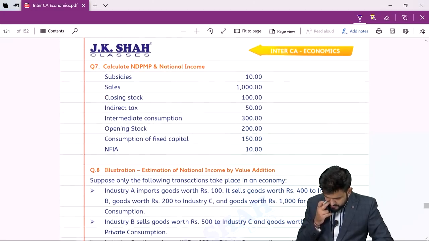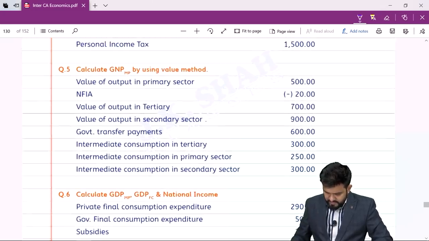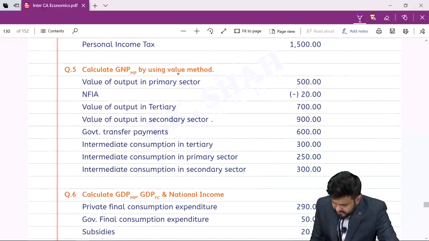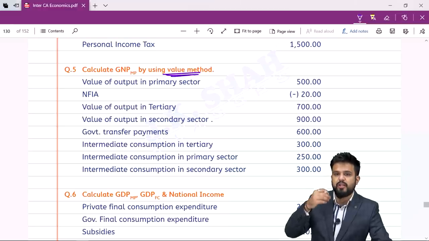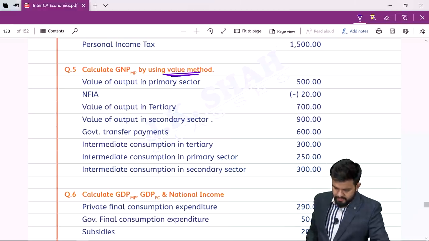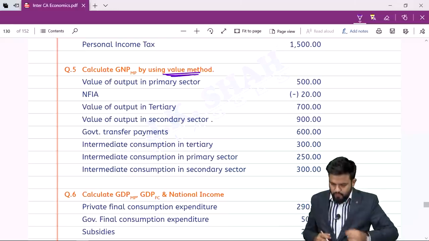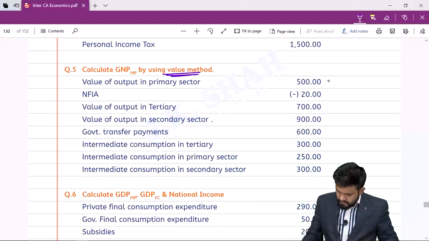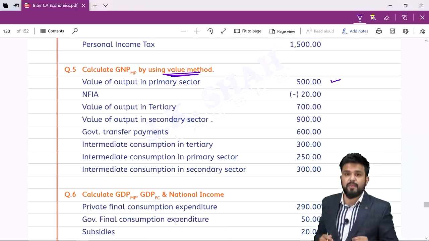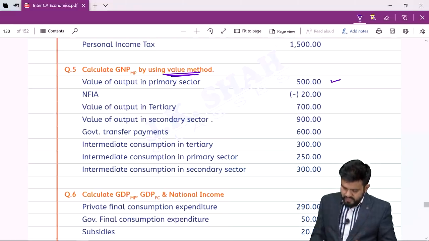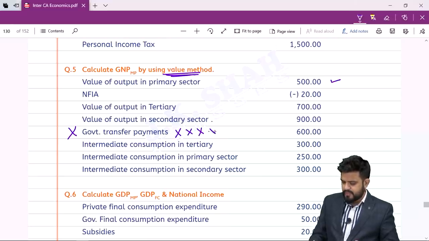Now I will take a little different sum. Question number 5, you can see they are saying, using value added method calculate GNP, that is gross national product. So first item is given, value of output in primary sector 500, NFIA minus 20 is given. Value of output in tertiary sector is given. Value of output in secondary sector is also given. Government transfer payments are also given. So very simple thing, you will completely ignore government transfer payments. Nothing will come here.